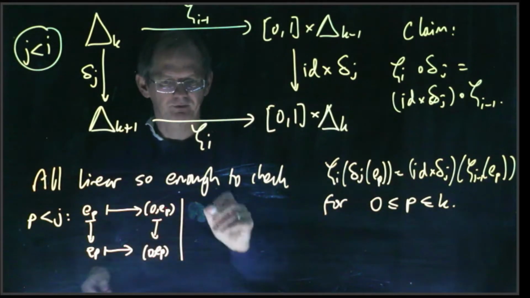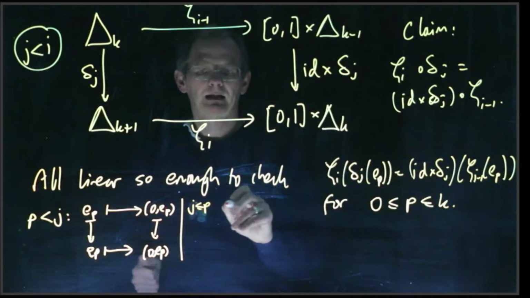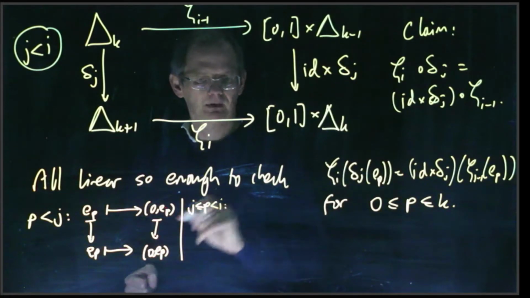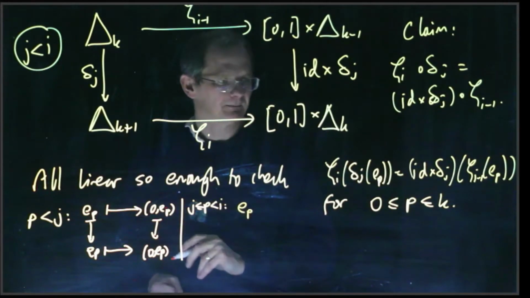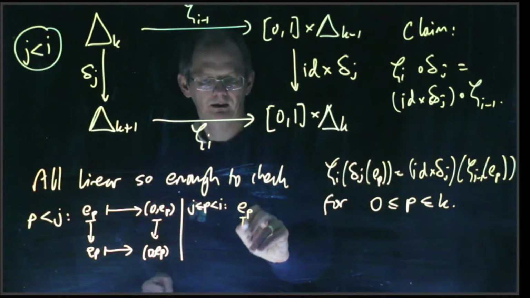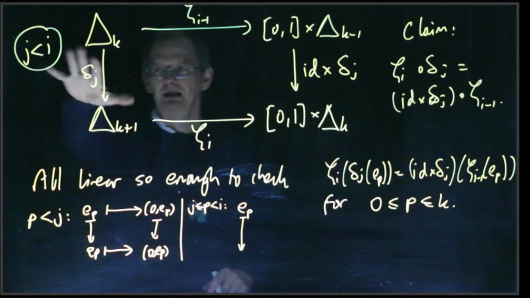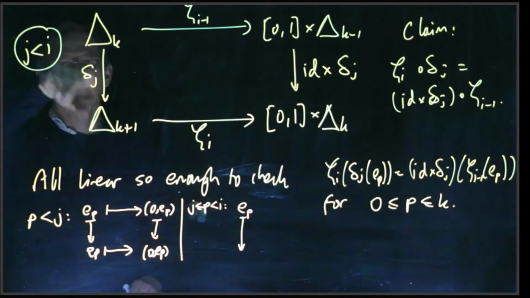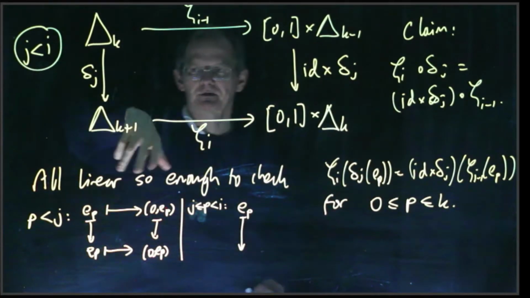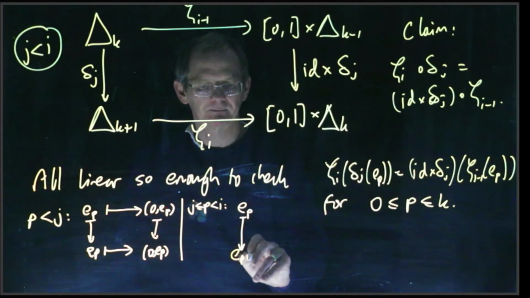Actually, we can do the whole case where J is less than or equal to P, which is less than I. Okay, so in that case, we look at our EP here. So you're doing a delta J. Now delta J sends the first J vertices to themselves, but then shifts everything else up by 1. So this is going to EP plus 1 here.